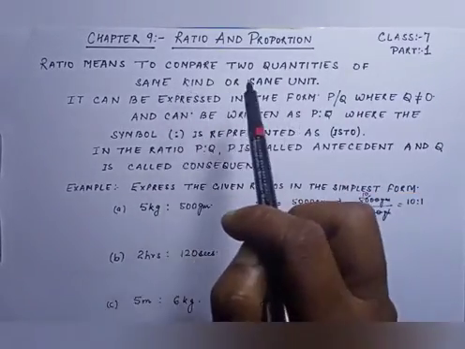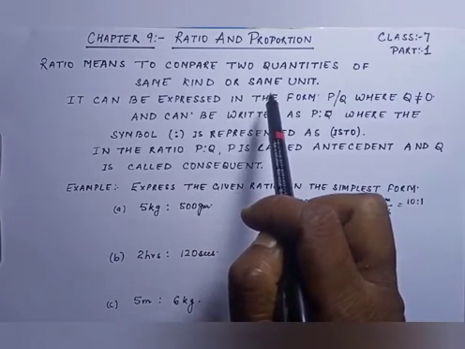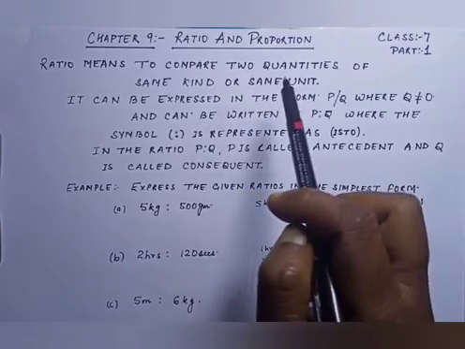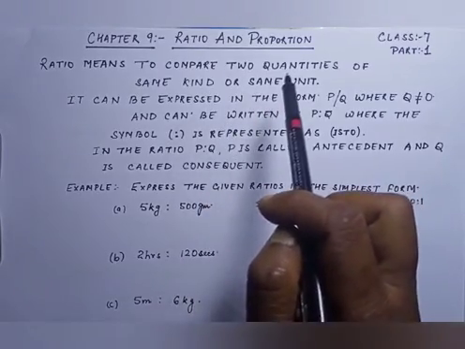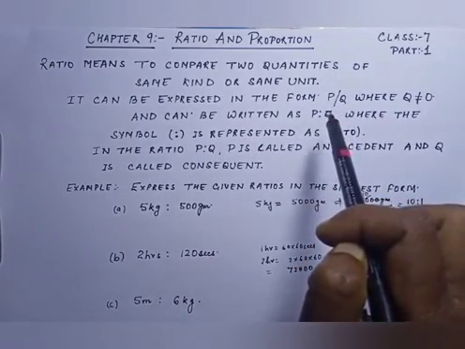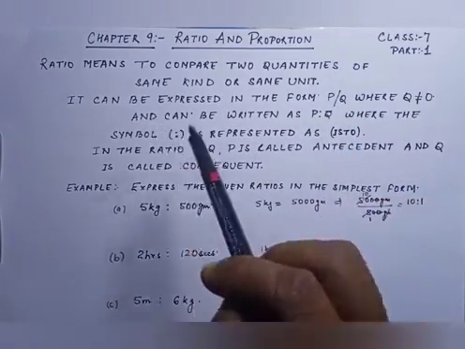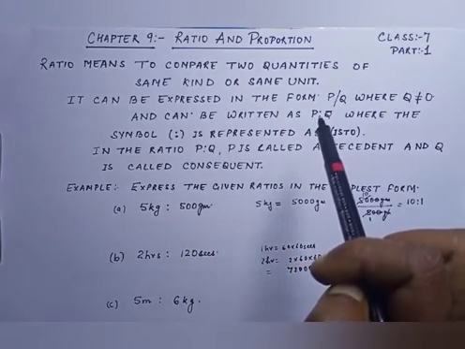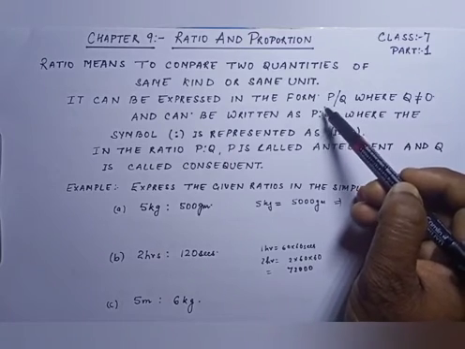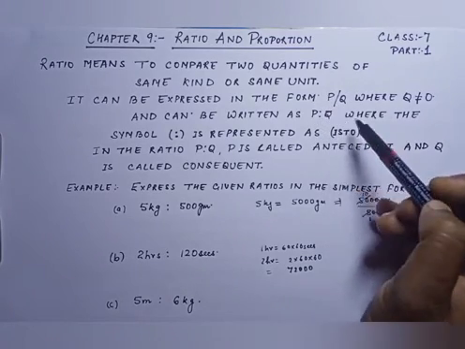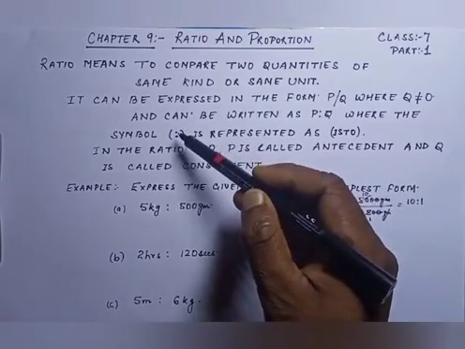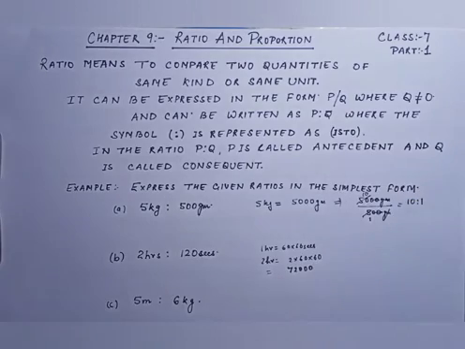Over here, same kind or same unit means if two numbers are being compared, then the unit of both the quantities should be same. It can be expressed in the form P upon Q, where Q is not equal to 0, and can be written as P is to Q. Over here, the sign is 'is to'. This is the symbol of ratio.